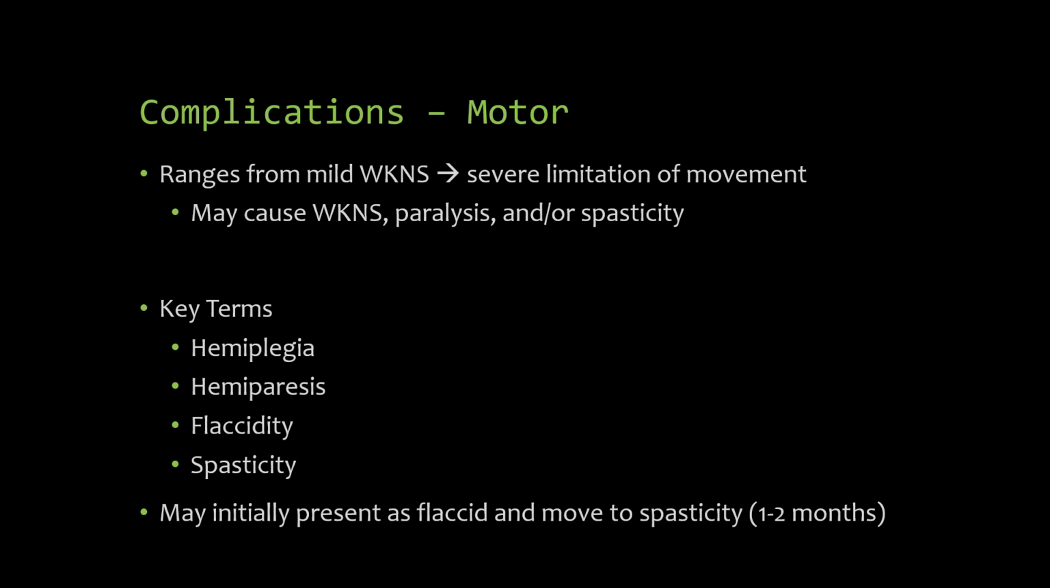So motor complications, these can range from mild weakness to severe limitations of movement. And it can be weakness, paralysis, spasticity. Key terms again, got to know what those are. Hemiplegia, so we're thinking about paralysis. That's one side of the body. Remember, clients are going to have that contralateral deficit. Hemiparesis would be weakness. Flaccidity, oh Lord, I'm not even going to do it, and spasticity. So basically what can happen is movement is flaccid, and then it can be spastic, and this can happen over time, approximately 1 to 2 months.